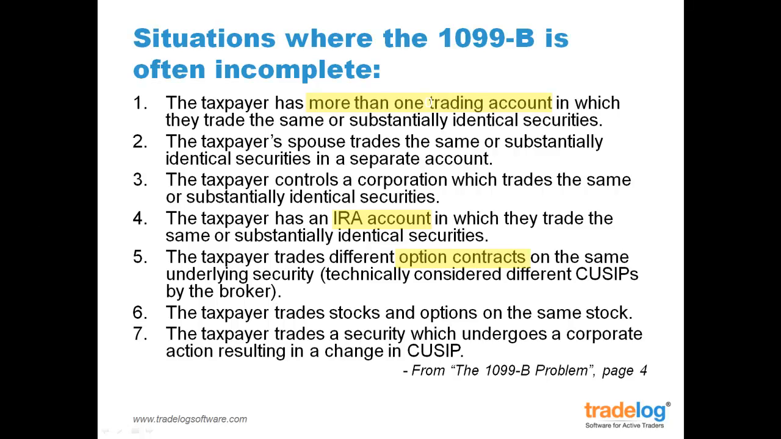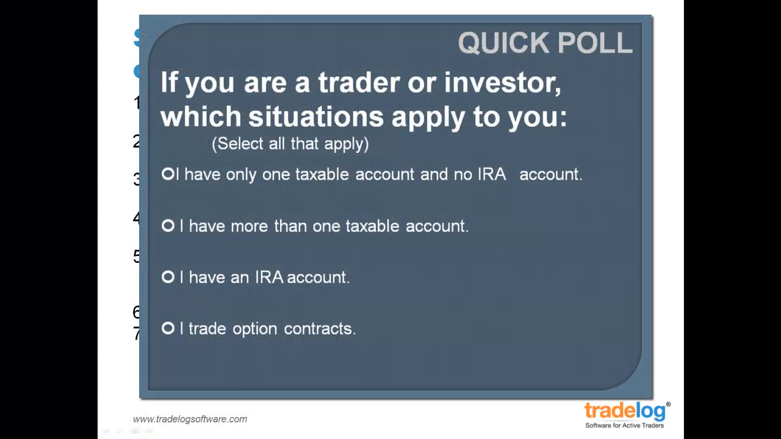So I think this is a great time now to ask our next poll question. And in this case, you can make more than one selection. So if you are a trader or investor, which situations apply to you? I have only one taxable account and no IRA account. I have more than one taxable account. I have an IRA account, or I trade option contracts. So we have a lot of traders with us today, so let's get a feel for how this affects them.